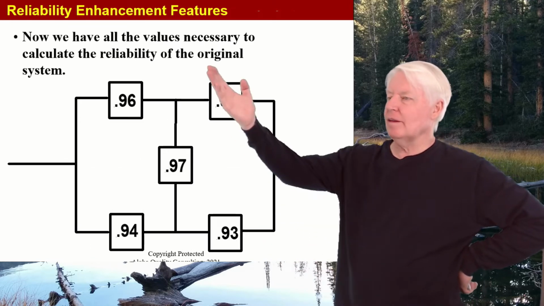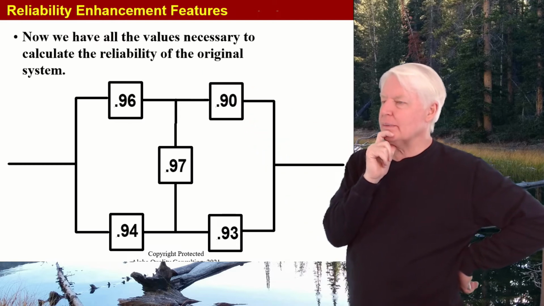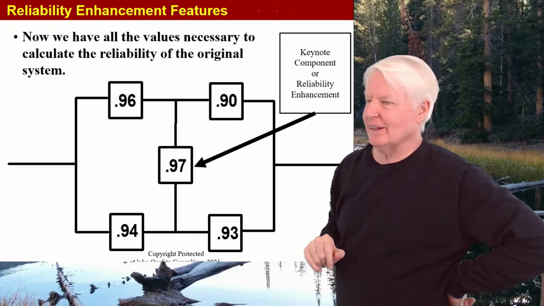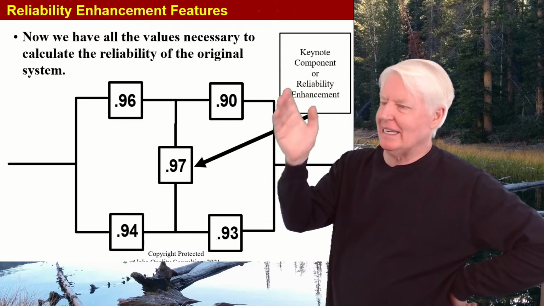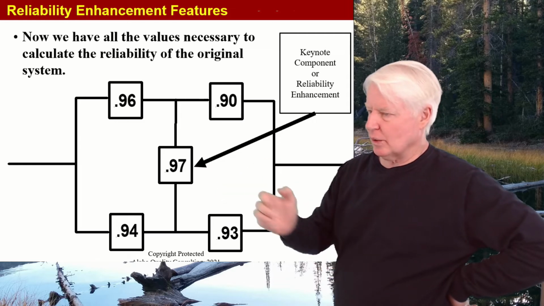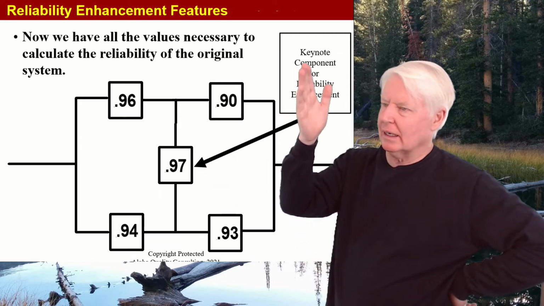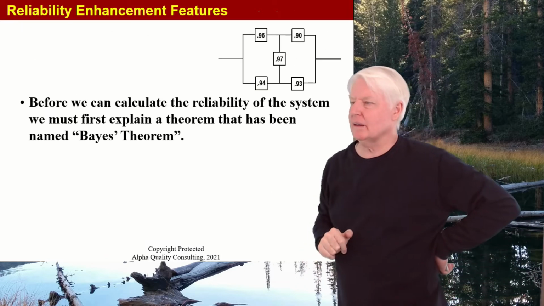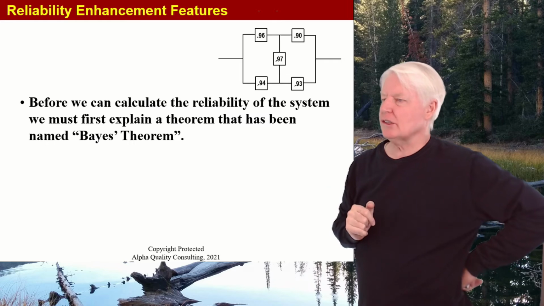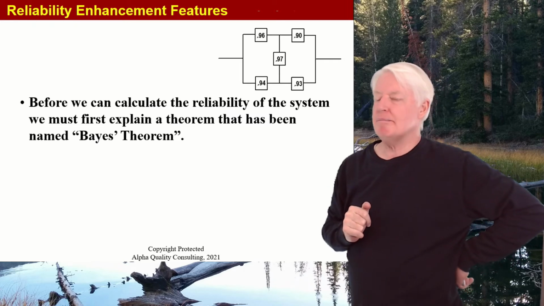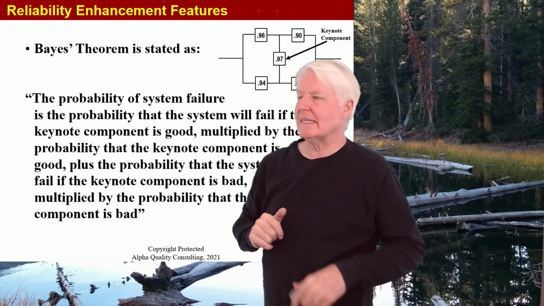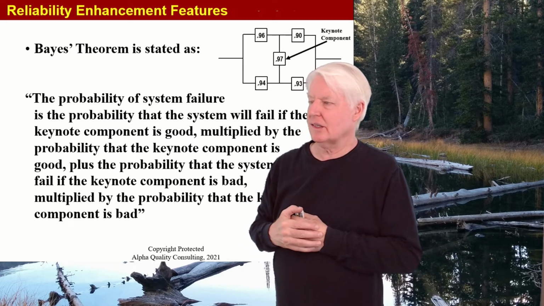Now we will have all the values necessary to calculate the reliability of the original system. This is where it gets a little bit crazy. By the way, we call this a keynote component in many books, or reliability enhancement, as I've been calling it. Some people call it keynote component. I just wanted to make that clear. Before we can calculate the reliability of the system, we must first explain a theorem that has been named Bayes' theorem.